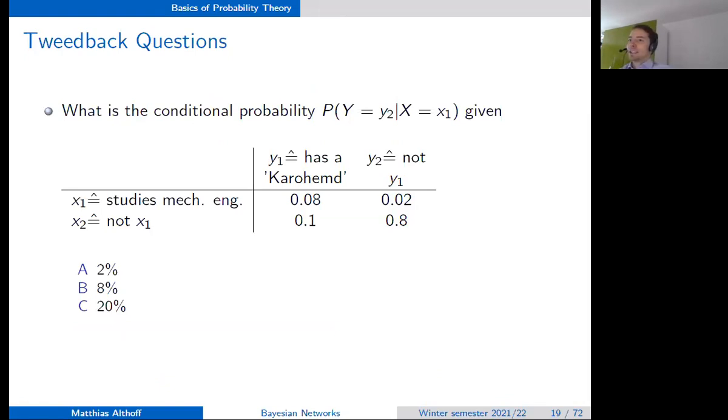And yeah, so you can now choose between three values for the conditional probability. And the conditional probability is: what's the probability that, wait a second, Y2 is that you do not have a Karohemd if you study mechanical engineering.